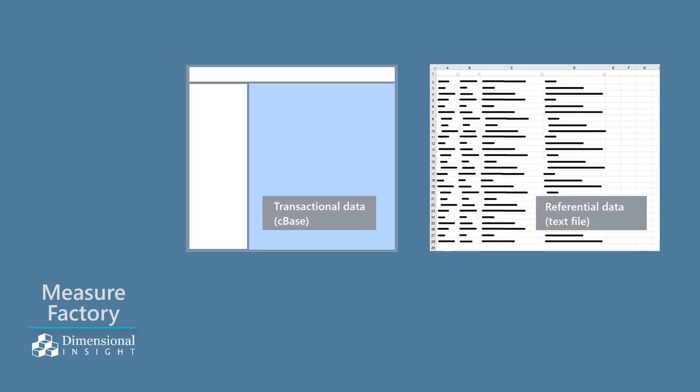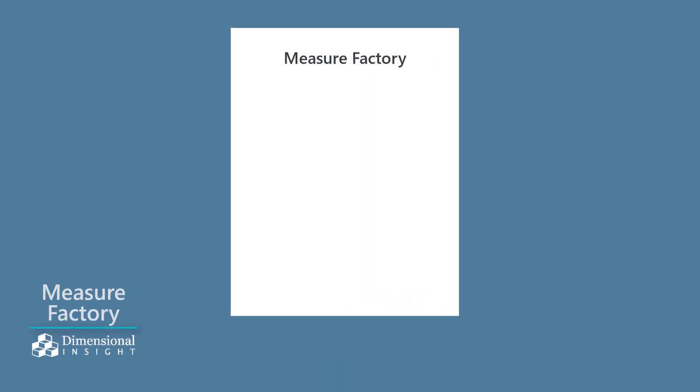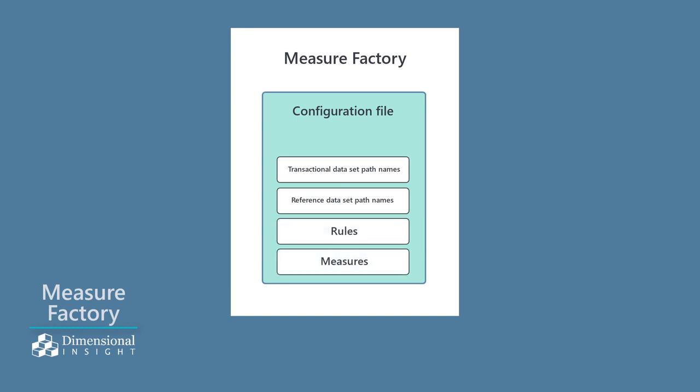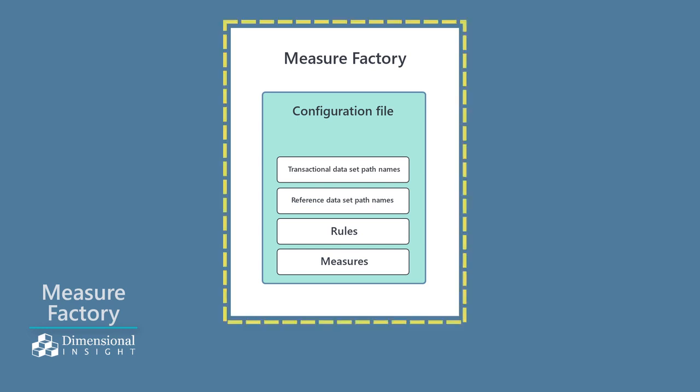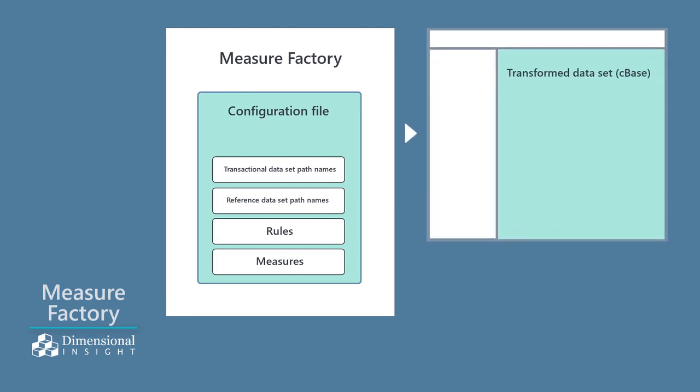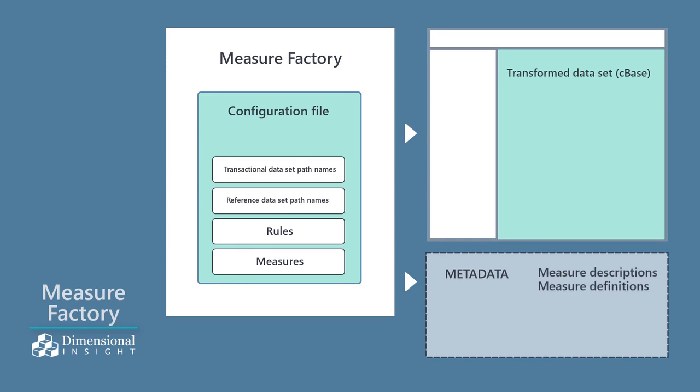Now that we know what types of inputs Measure Factory can accept, let's look at what happens inside Measure Factory. In Measure Factory, we create a configuration file. The configuration file specifies all the datasets we want to work with, including both transactional datasets and reference datasets, and all the rules and measures we want to apply to those datasets. Next, we run the configuration file. Running the configuration file generates one or more transformed datasets. It also generates metadata, including measure descriptions and definitions, and underlying data such as markers, C-plans, and dive plans.